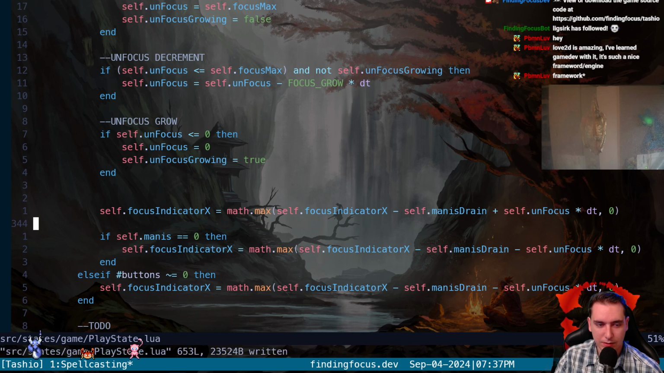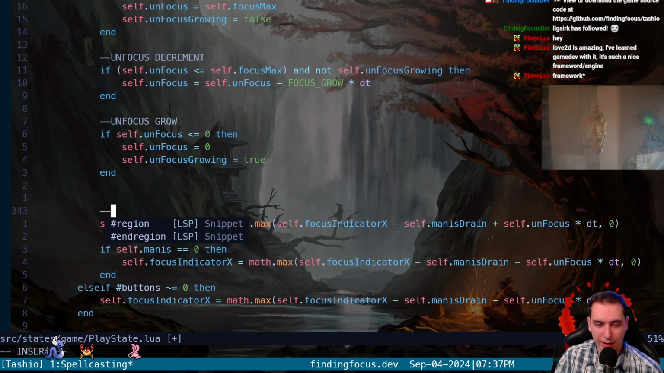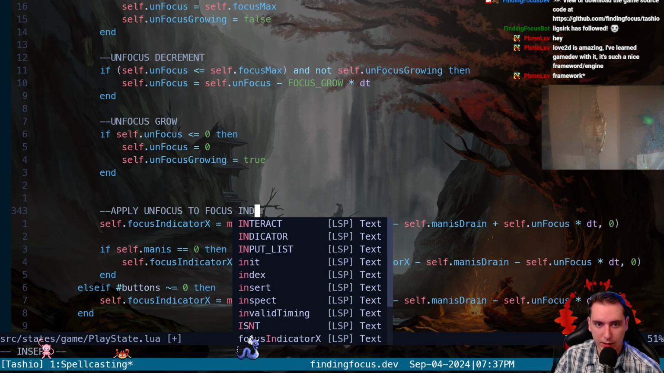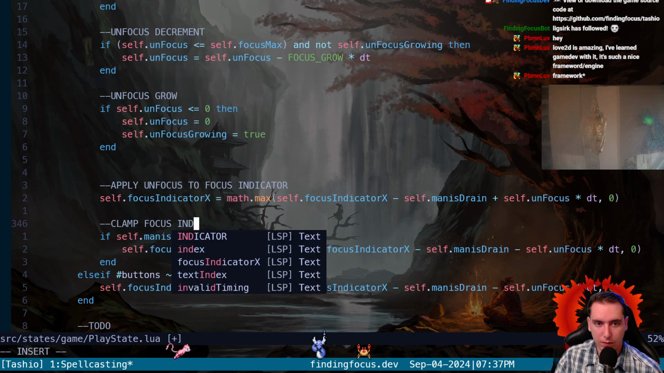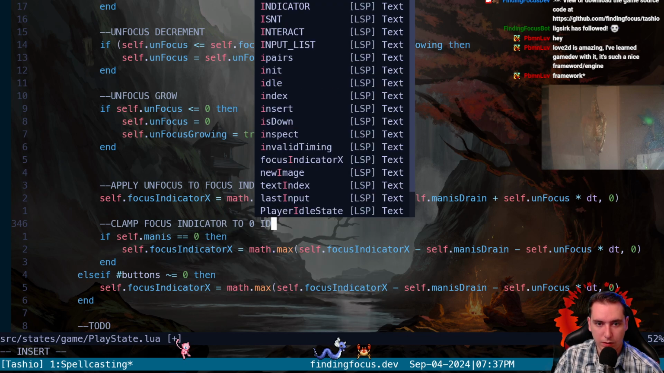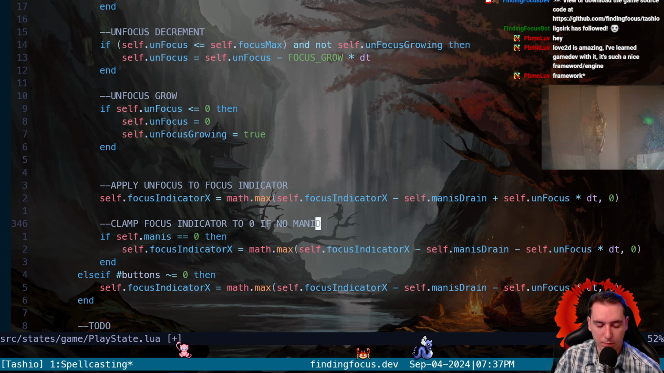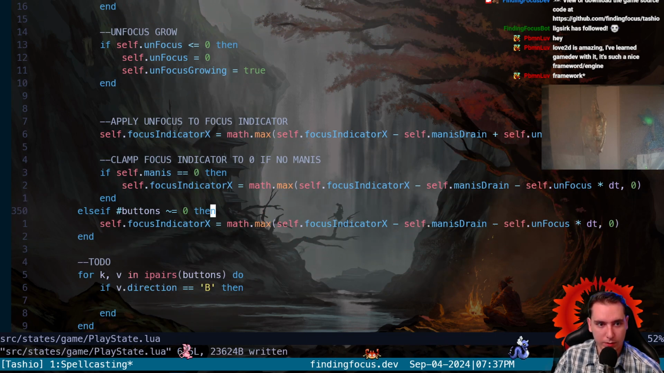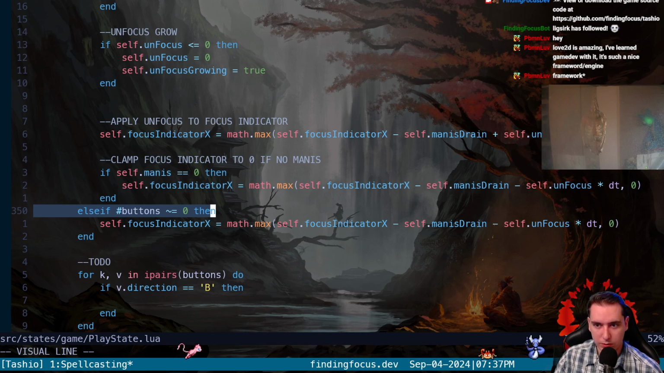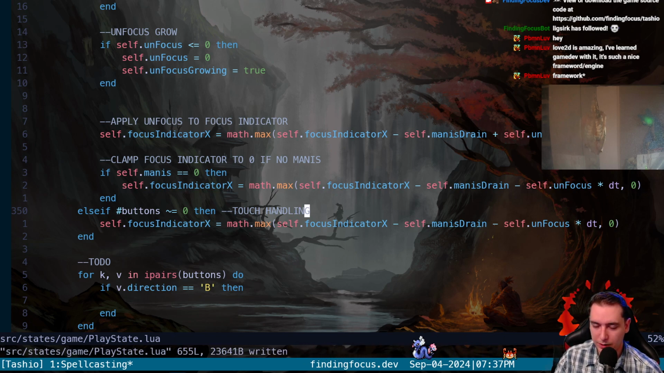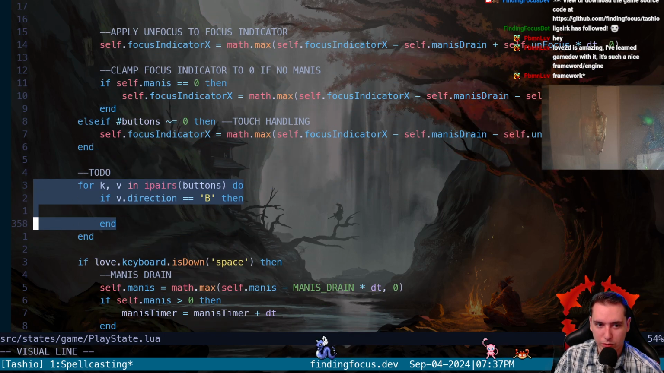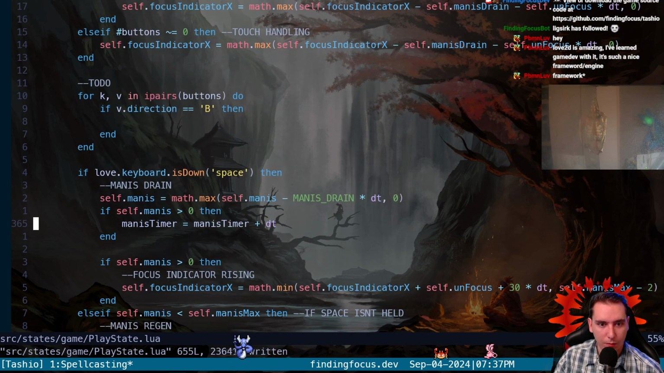Okay, so then this is where we actually apply unfocus to focus indicator. And then this is a clamp focus indicator to 0 if no manus. Okay. Then what is this? If buttons does not equal 0. Okay, so this is part of our touch handling. So we'll not worry about that yet. We'll just get it consistent, independent of frame rate now, and then we'll do the touch handling for it. But wait, what is over here?